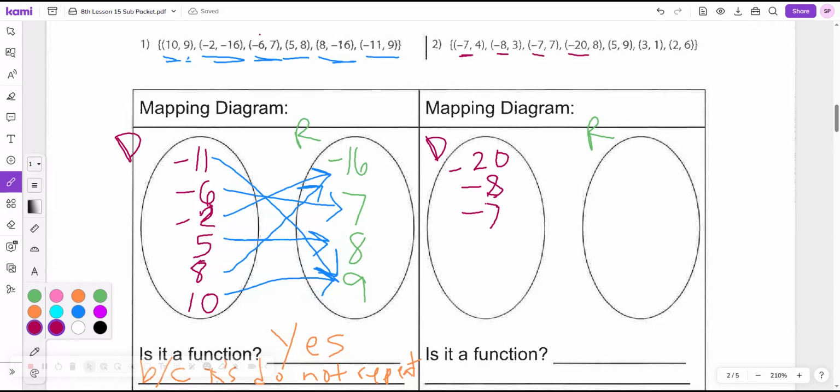Okay, and there's a negative 7 here too, so you don't have to write it twice. You only write the negative 7 once. And then this end, we have a 2, a 3, and a 5. So I'm going to finish it off with 2, 3, 5.